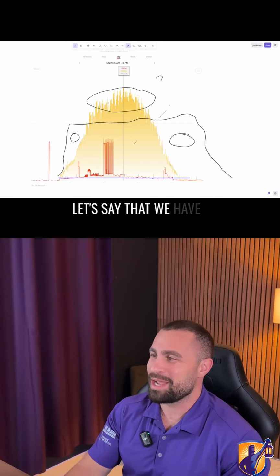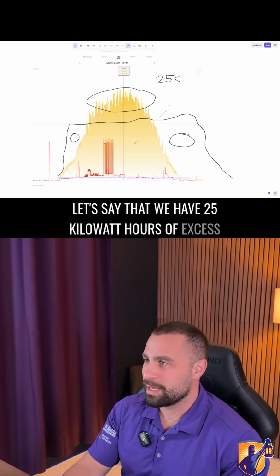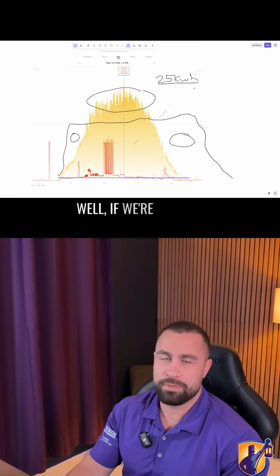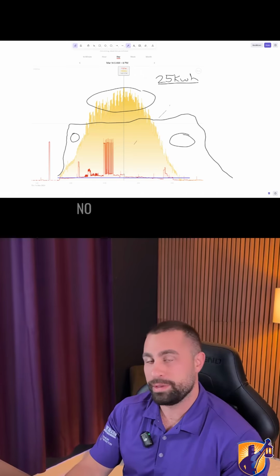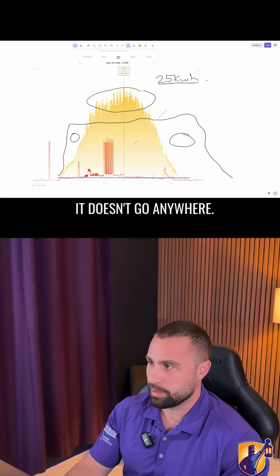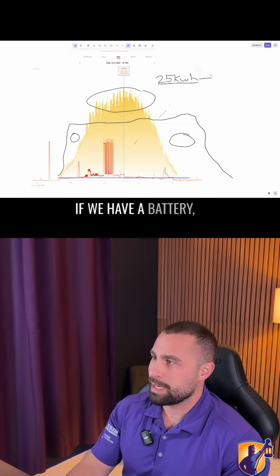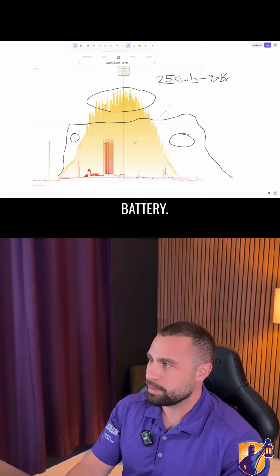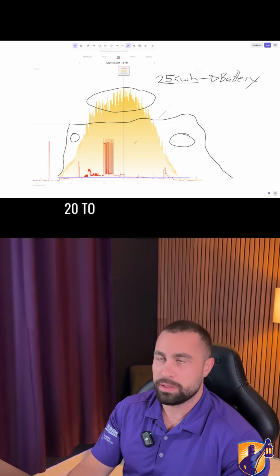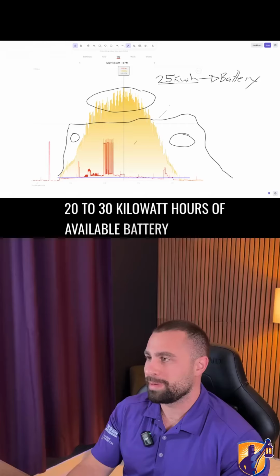Let's say that we have 25 kilowatt hours of excess power being generated during this time. Well, if we're on a low displacement contract with no battery, that power essentially gets wasted. It's called curtailment. It doesn't go anywhere. If we have a battery, we can send that to the battery as long as it's sized appropriately. In this case, we'd want 20 to 30 kilowatt hours of available battery capacity.